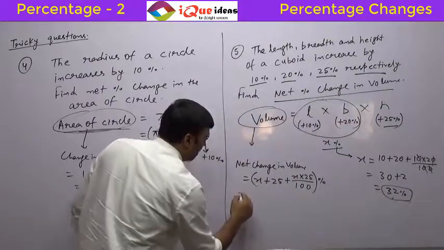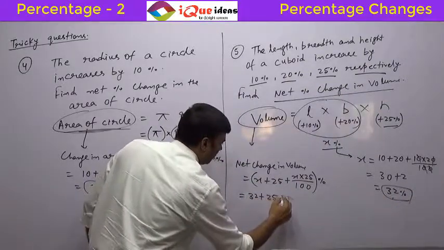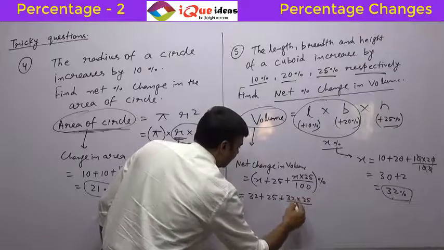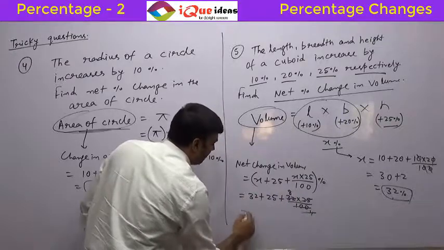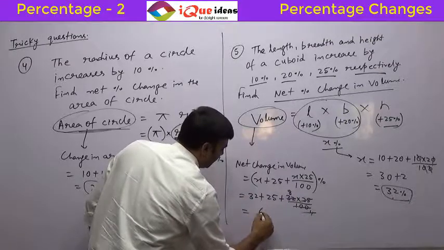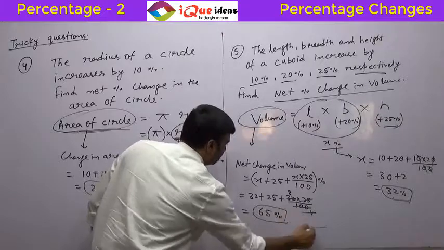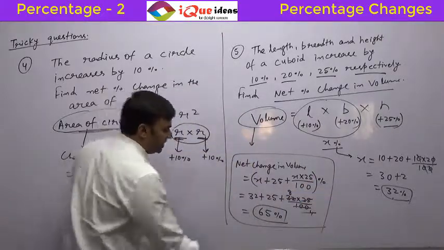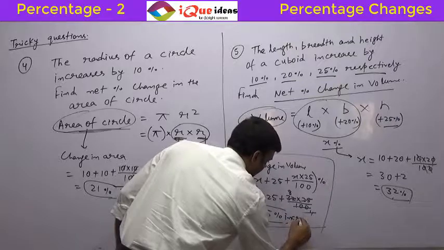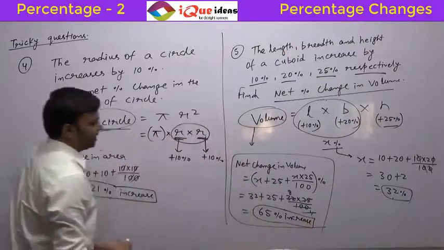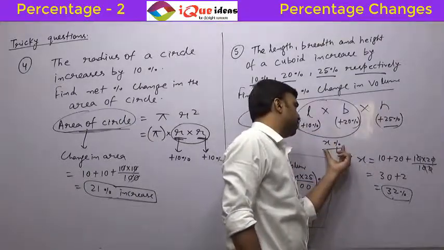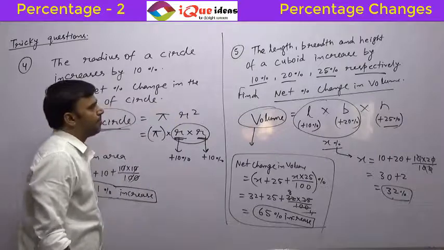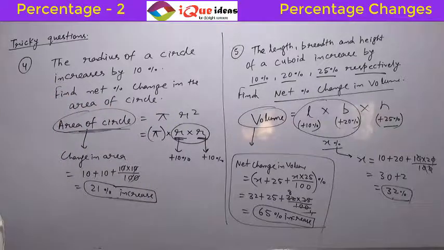Now we put X as 32 here, so it becomes 32 plus 25 plus 32 into 25 by 100. Now 25 cancels 100 4 times, 4 cancels 32 8 times, 32 plus 8 is 40, 40 plus 25 is 65. So 65% is the net change in volume. It is a 65% increase. So even for 3 changes we can apply successive changes, just that first you have to combine 2 of them, and then the resultant of 2 and the third one we have to combine again. So there are some tricky questions that can be asked in the percentage chapter.